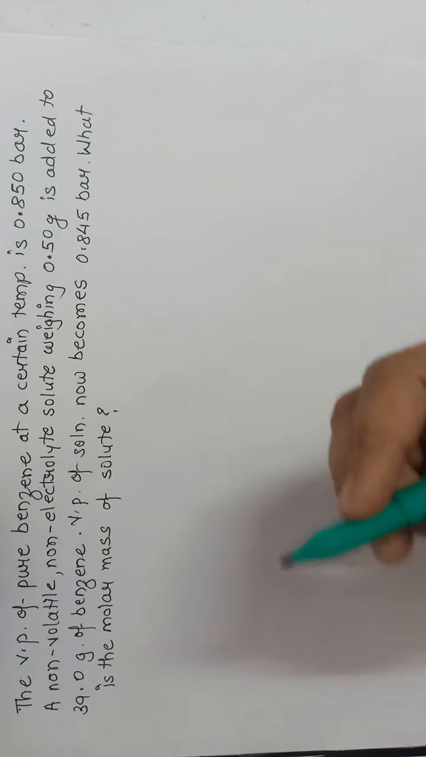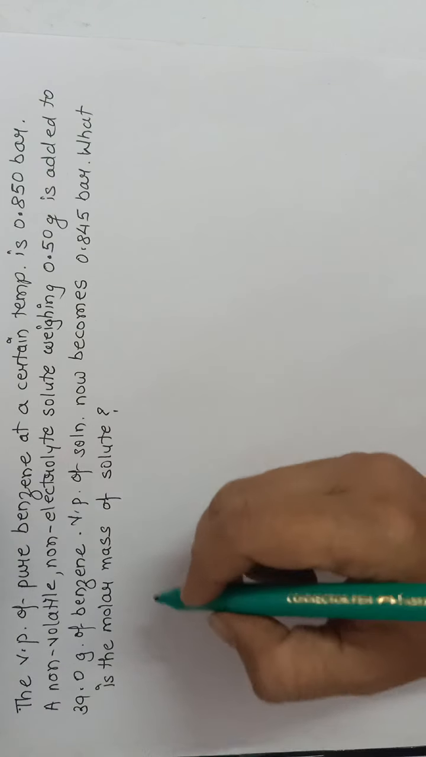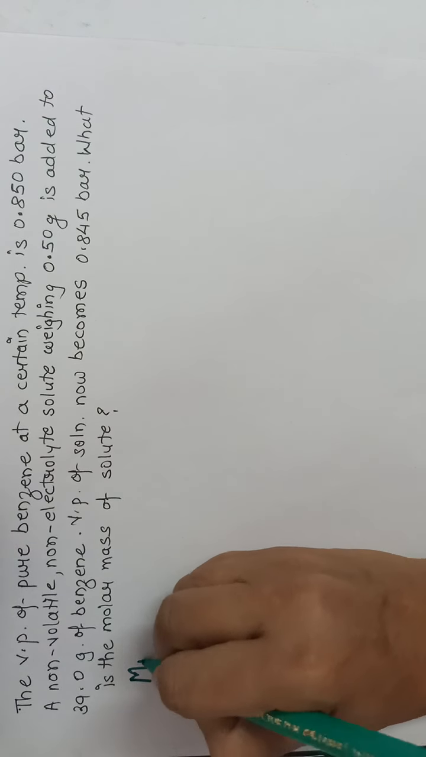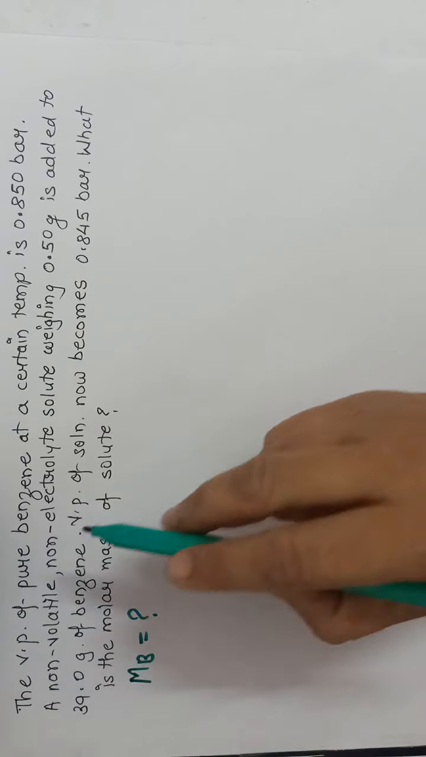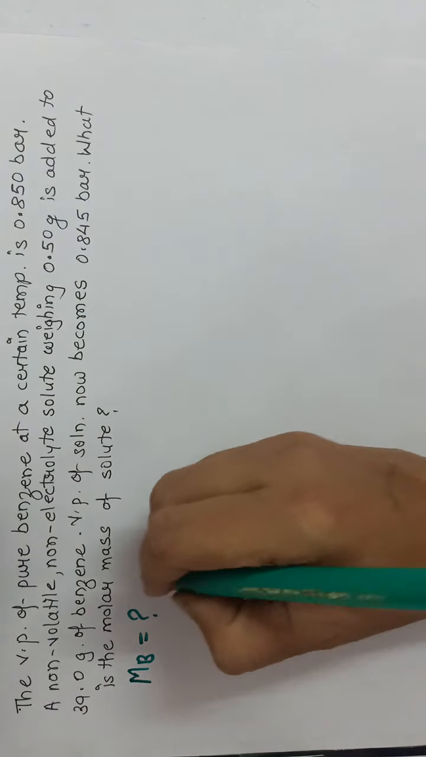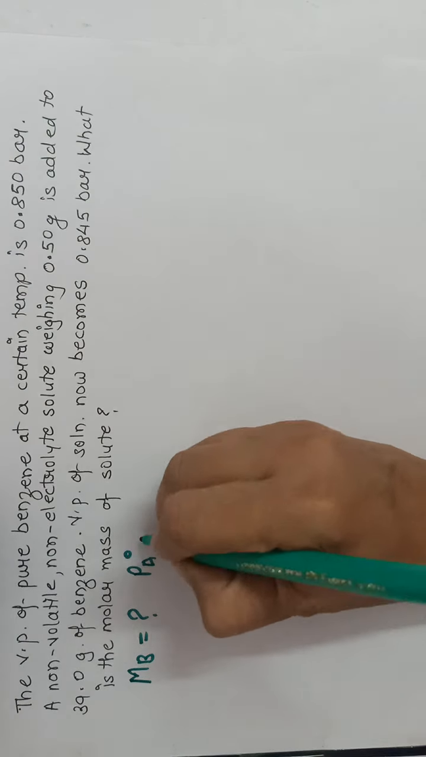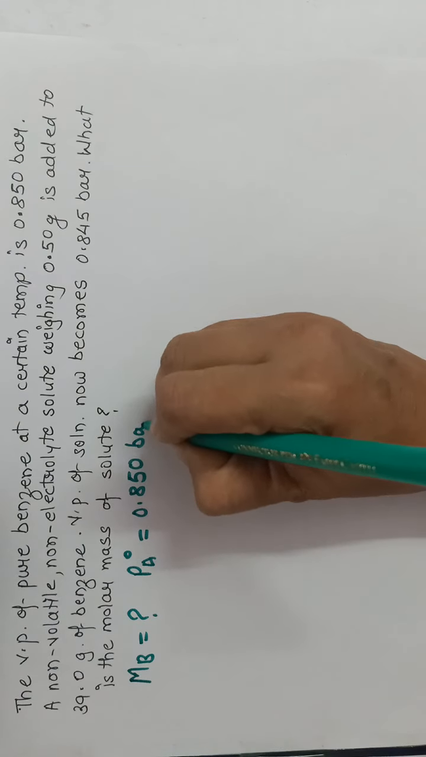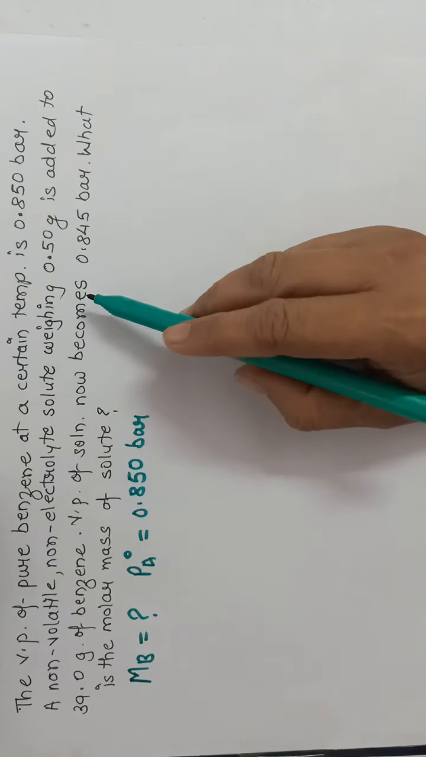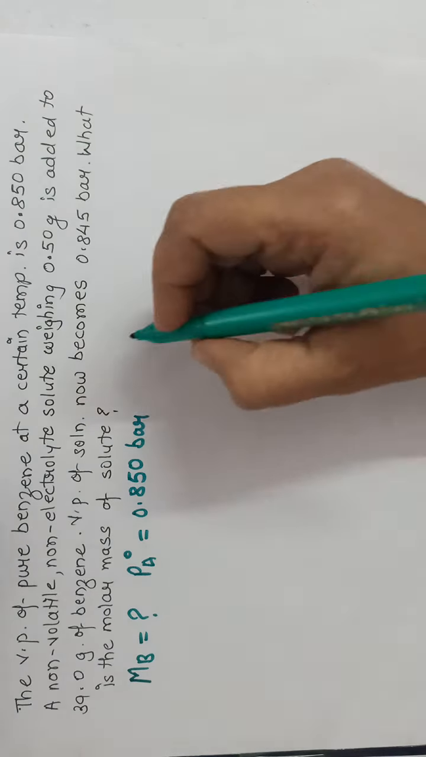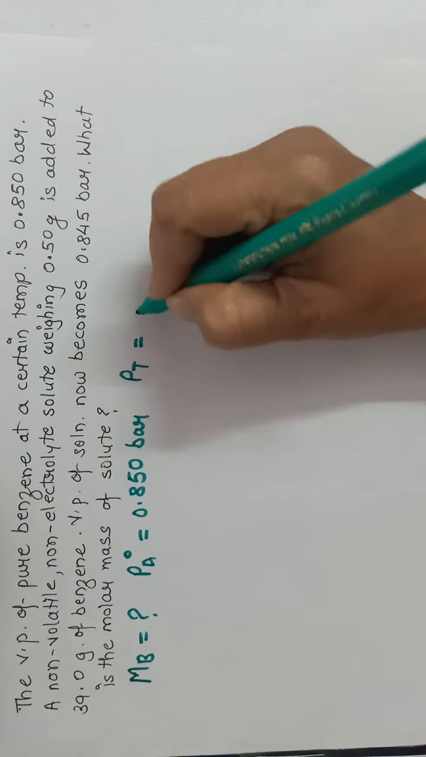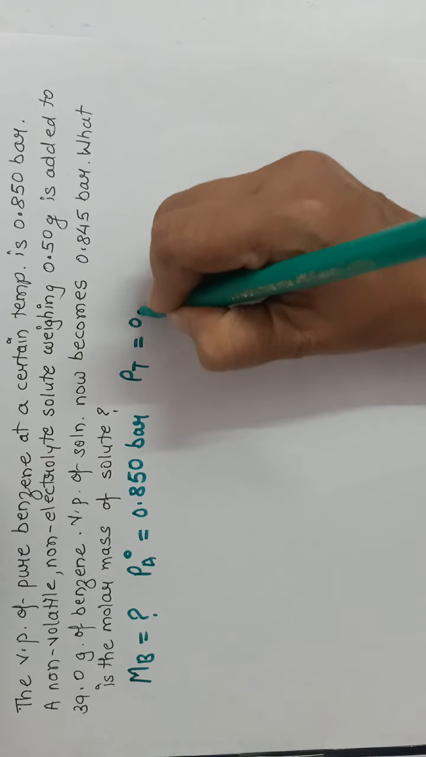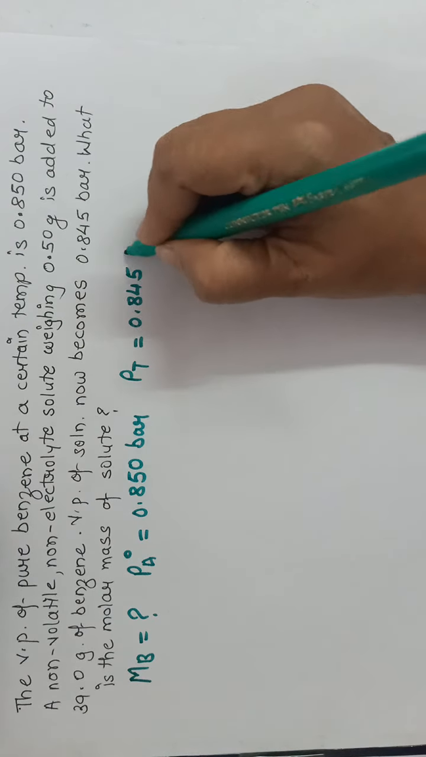So first of all, let us write down the data given in the numerical. We want to calculate the molar mass of the solute. Vapor pressure of pure benzene is given. Pure benzene, that means Pa naught is given, 0.850 bar. Immediately write down that of solution. Vapor pressure of solution is given, Pt is given, 0.845 bar.